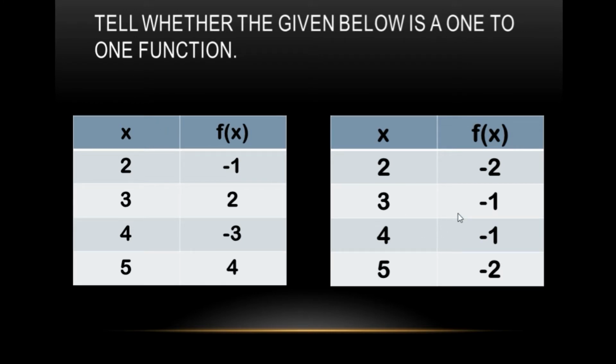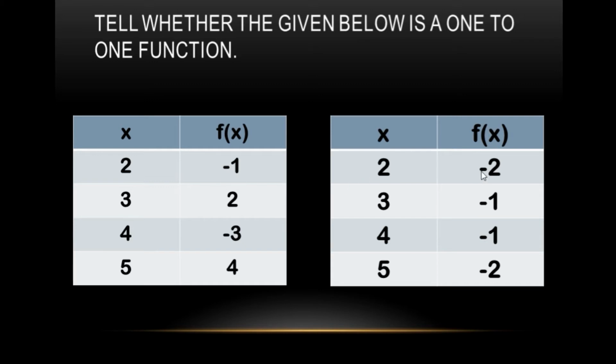Pagdating sa inverse class, you have to see the f of x or the y values. Unlike before, in our function or relation, we have to see our x values. Pero ngayon dito, you're going to see your y values, or the f of x. Kapag sa f of x ay walang naulit na value, that's the time na one-to-one siya. As you can see, in this first table, negative 1, 2, negative 3, negative 4, walang naulit na value dyan. So, this is an example of a one-to-one function.